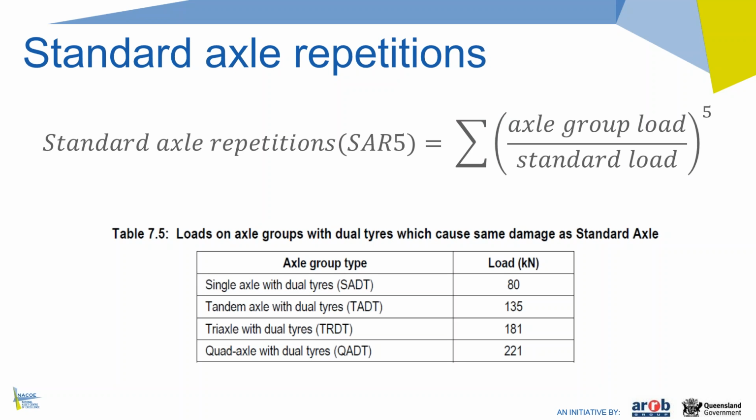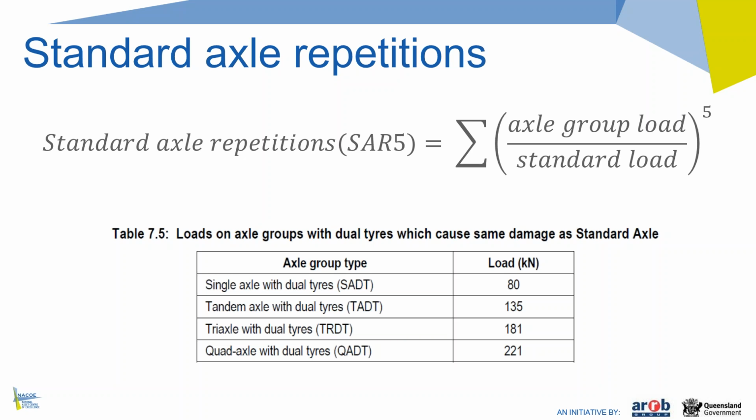The conversion of the actual loads to standard axle repetitions is then done using the formula at the top of the page there. So this is for asphalt fatigue damage. The standard axle repetitions, SAR5, equals the axle group load, which comes from our traffic load distribution, divided by the standard load, which is a published value, raised to the fifth power because this is for asphalt fatigue damage. Then the total standard axle repetitions is the sum of that calculation for all combinations of axle group types and loads in the traffic load distribution. It's the number of standard axle repetitions that is then used in the pavement thickness design.